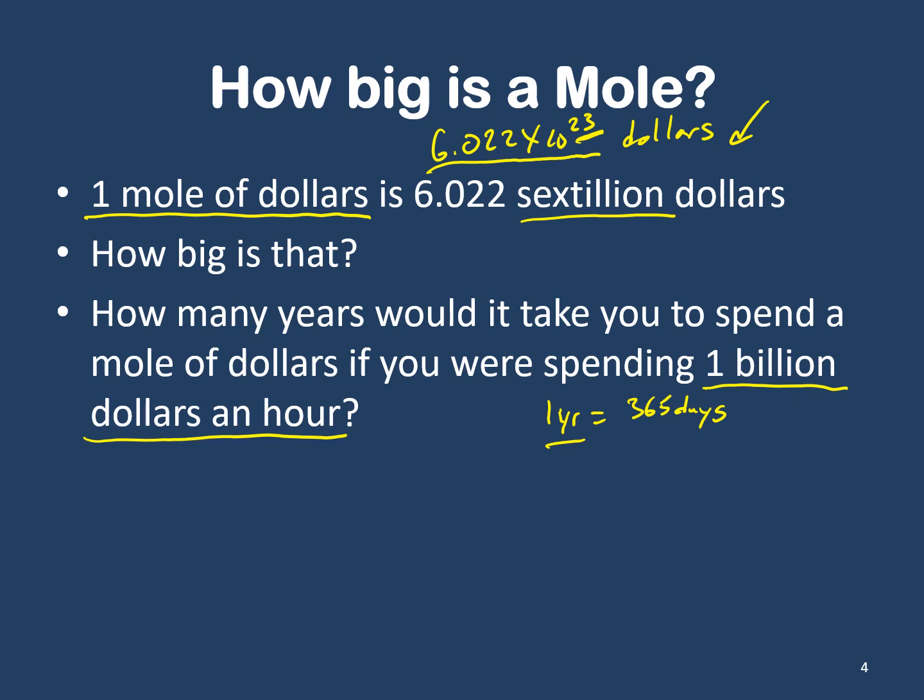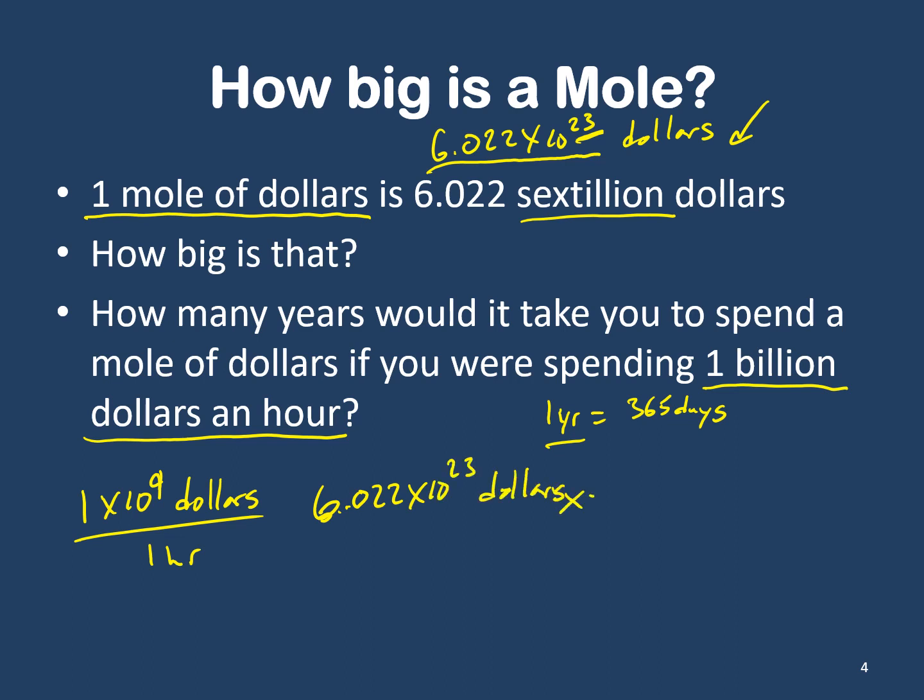All right, so how long would this take, right? So if we're spending 1 times 10 to the 9 dollars every hour, right? That's our ratio here. We have initially 6.022 times 10 to the 23 dollars. So if I want to run out of money, let's see how long this will take us, right? So 1 times 10 to the 9 dollars down here, dollars cancel, and that's for every hour.